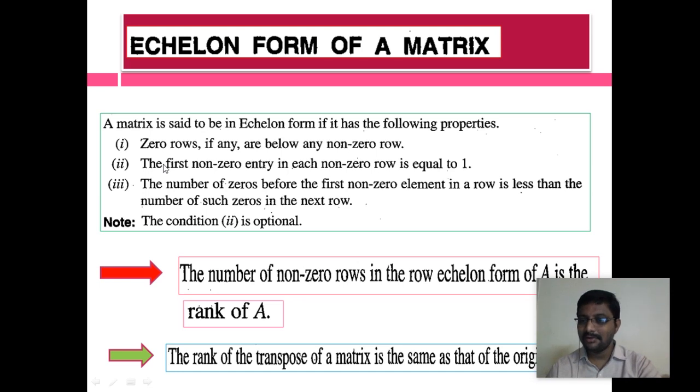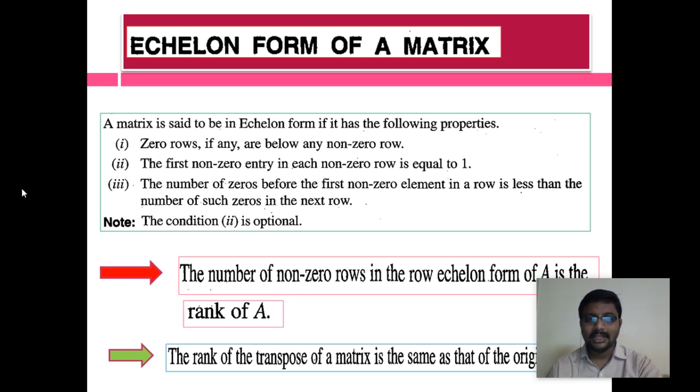First of all, we have to reduce the matrix into row echelon form. If zero rows occur, they should be below the non-zero rows. That is the first condition. While doing the row operations, if zero rows occur, we have to maintain them below any non-zero row.